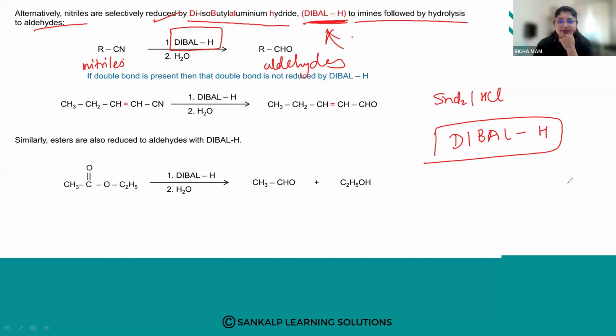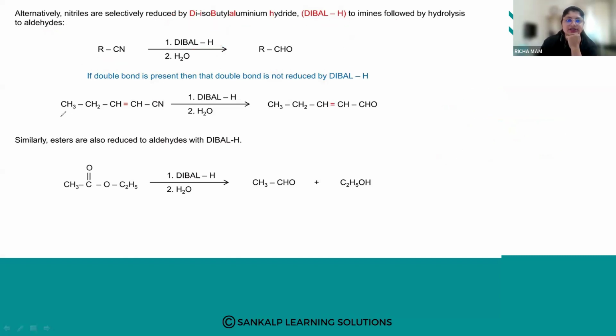So here is an example. This is the general reaction again. What they have taken is the R group, which is butene. We are going to treat it with DIBAL-H followed by hydrolysis. What am I going to get? Your cyanide group will be converted into an aldehydic group.